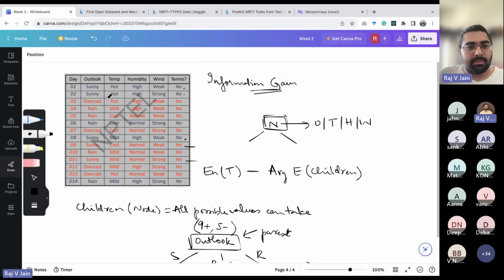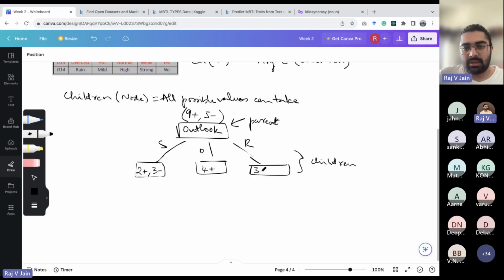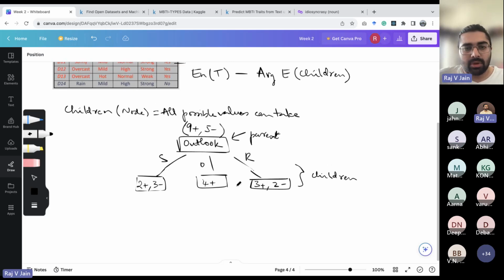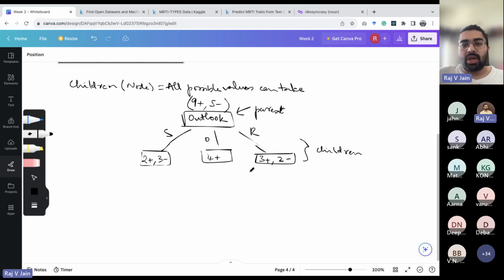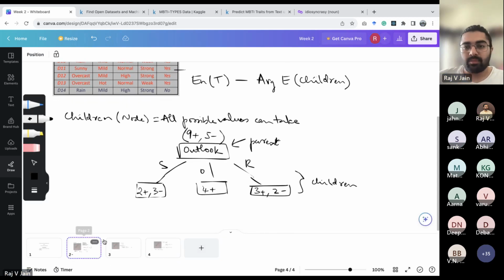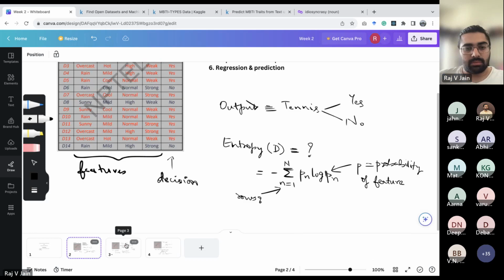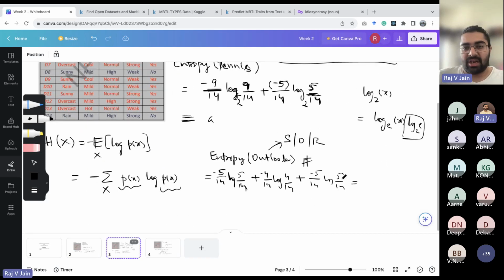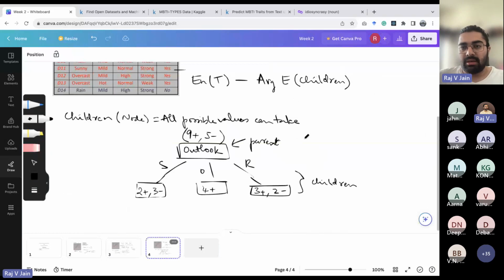And then the rain feature: I have 3 yeses and 2 nos. So 5 plus 5, 10, plus 4, 14. Yeah, correct. Now what we do is look at the entropy of this node. The entropy of the parent node we have already calculated, the previous value that we got, this A value, so that I know already. And then the average entropy.